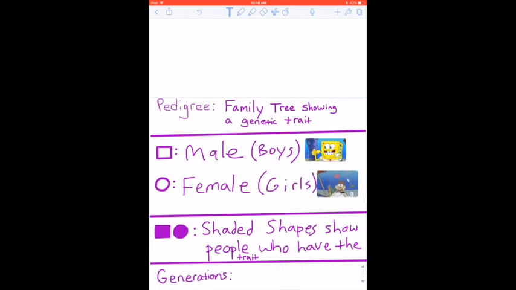And then moving on, the shaded shapes. If you see any shapes that are kind of colored in, that shows people who have the trait that we're studying. So if it's a disease, the shaded in people have the disease. If it's a certain hair color, the people who are shaded have that hair color. Pause this until you're done writing.